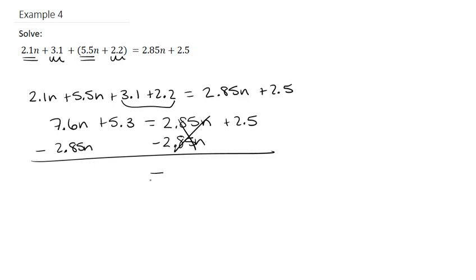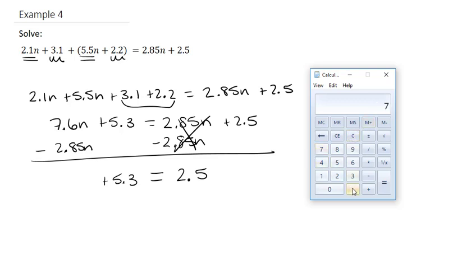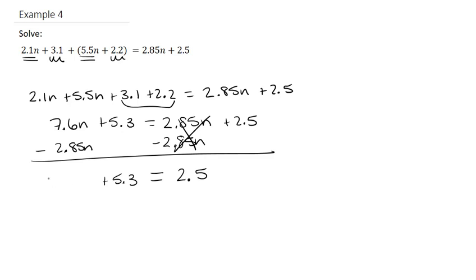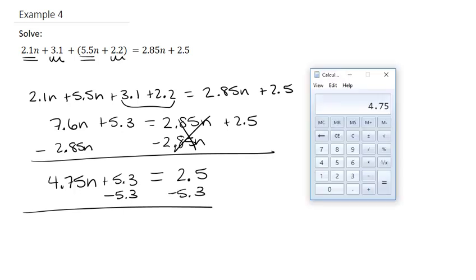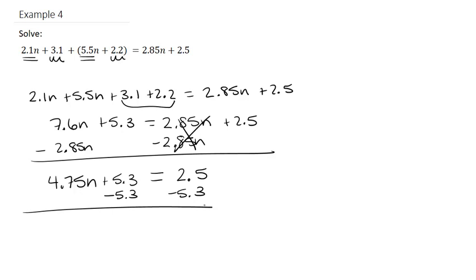This gets rid of it here, and we can just bring down that 2.5. Then we have this 5.3 here, and then we have 7.6 minus 2.85, which is equal to 4.75n. Our next step will be to subtract this 5.3 from both sides. So we have 2.5 minus 5.3, and we're left with negative 2.8. And then we have this 4.75n.